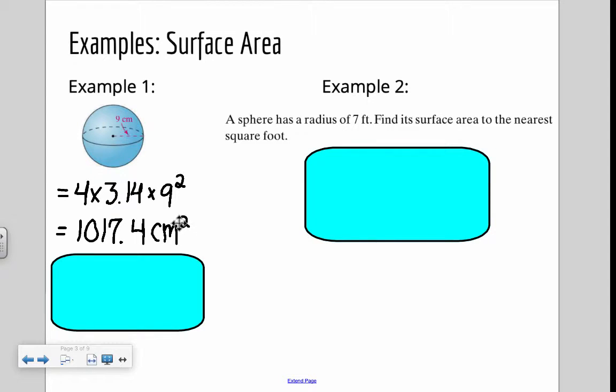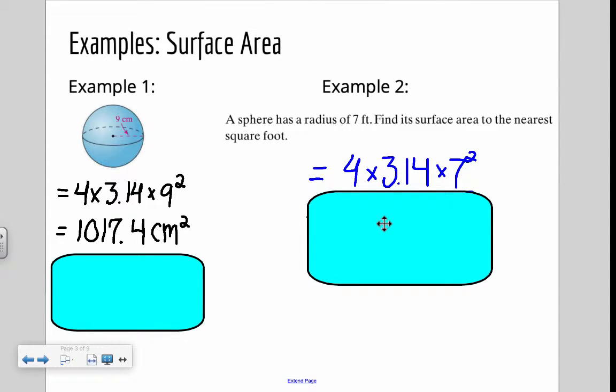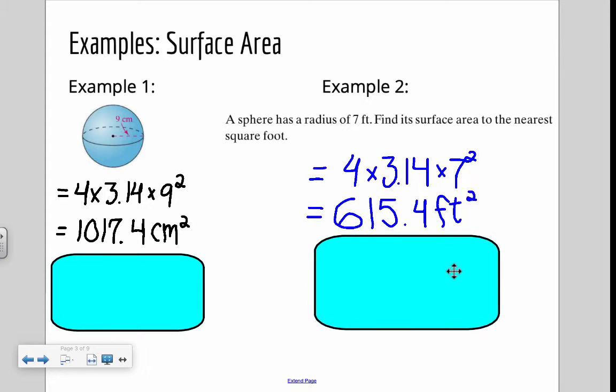And just like with all our other three-dimensional shapes, surface area of a sphere is also labeled unit of measure squared. Our second example, a sphere has a radius of 7 feet. Find its surface area to the nearest square foot. So I fill in my formula, 4 times 3.14. I replace r with 7 squared, and I multiply through. And taking another look at this now, because they asked to round to the nearest square foot, I would just call this 615 feet squared.